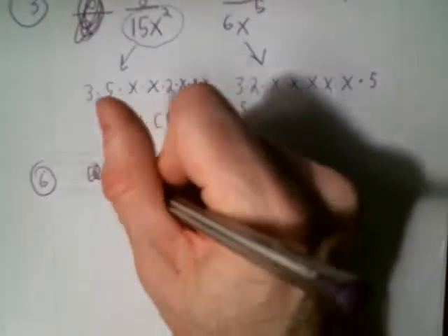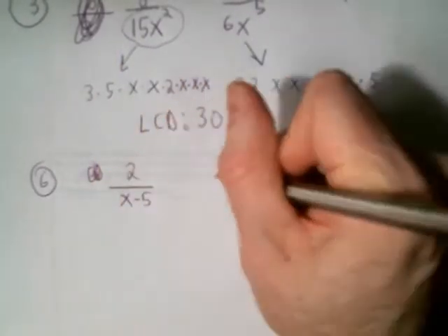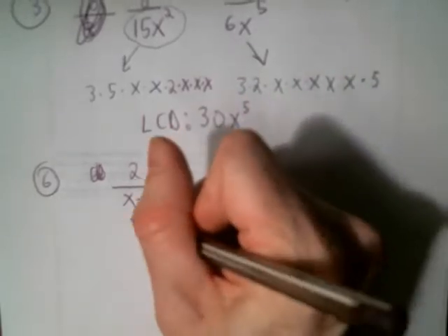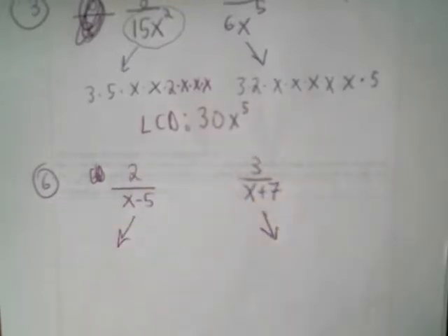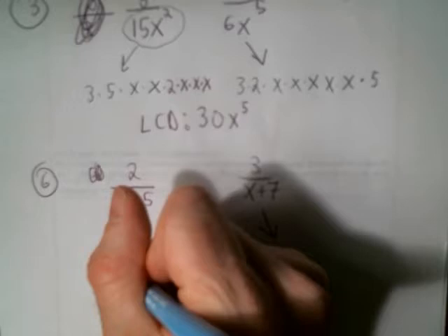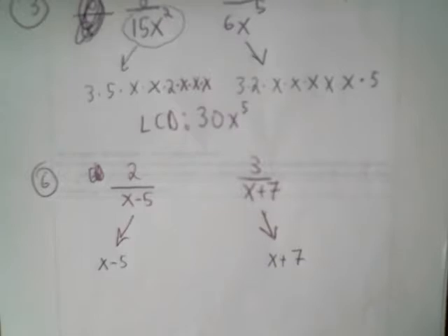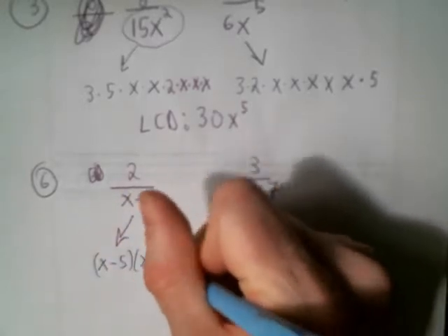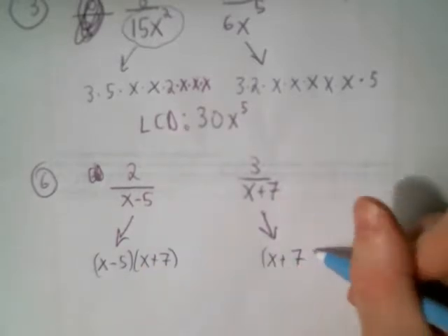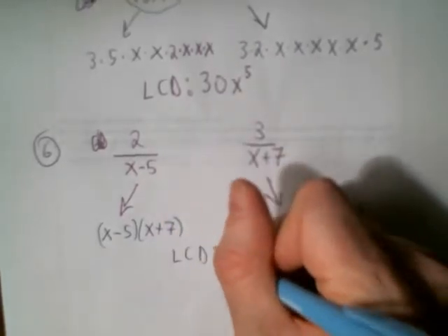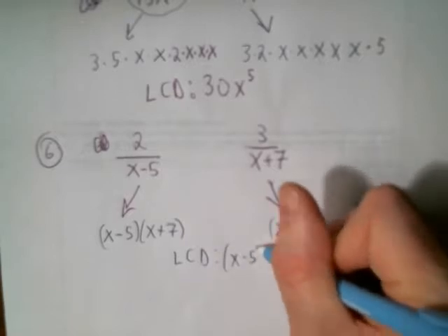Number 6, we have 2 over x minus 5, and then 3 over x plus 7. This time the denominators are already factored. X minus 5 is prime, you can't break that down anymore. X plus 7 is prime, you can't factor that. So I ask myself, what is this denominator missing? It's missing the x plus 7, so I'll multiply that in over here. And over here, I'm missing an x minus 5. Once you get them in balance, looking exactly the same, that is your LCD.